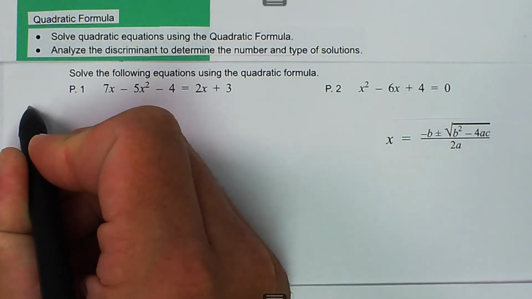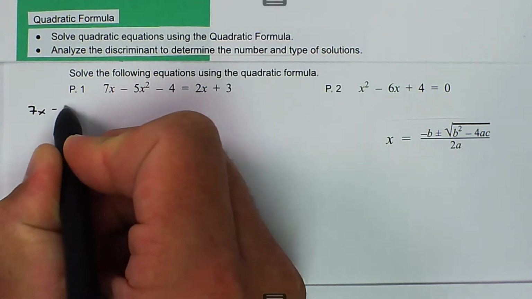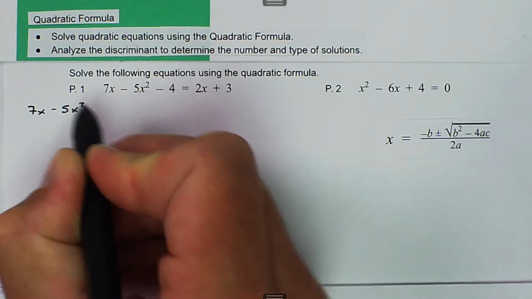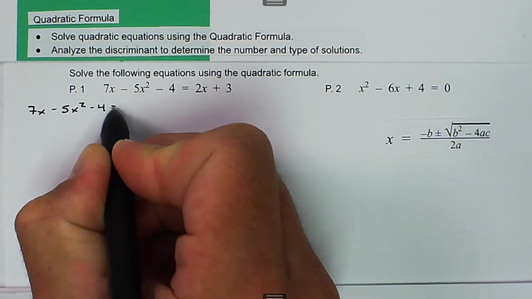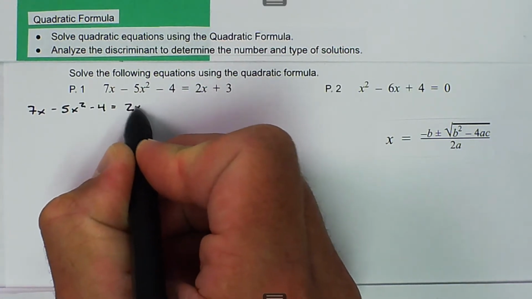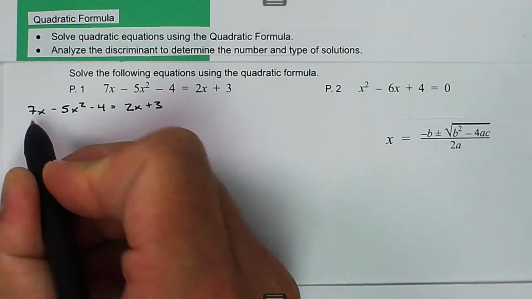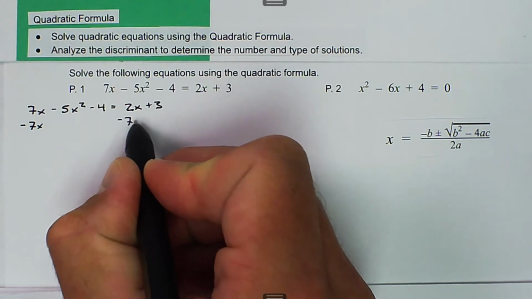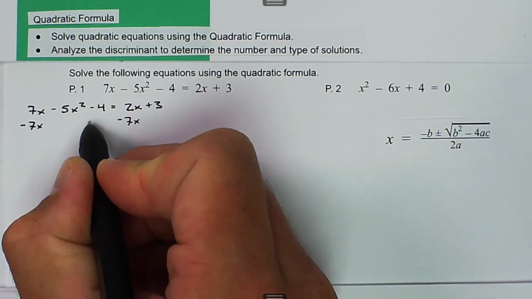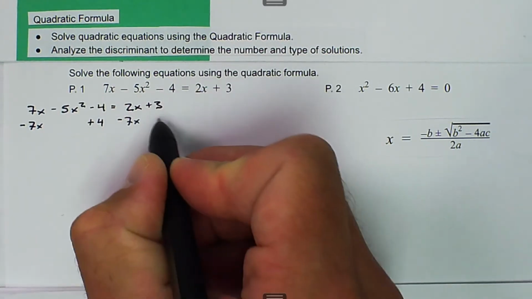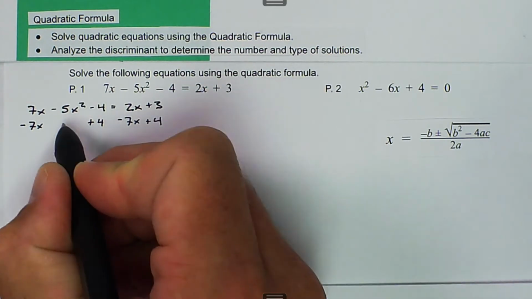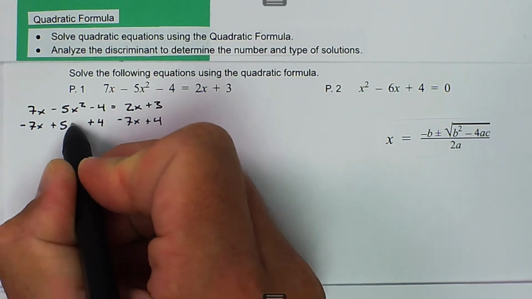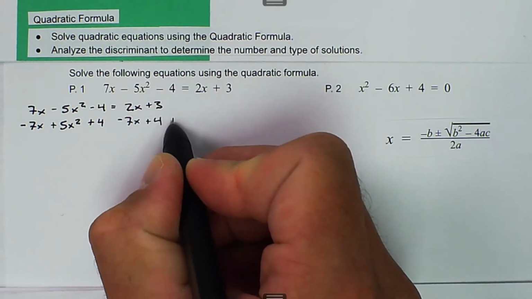So I'm going to say 7x minus 5x squared minus 4 is equal to 2x plus 3. So I'm going to subtract 7x. I'm going to add 4. And I'm going to add 5x squared.